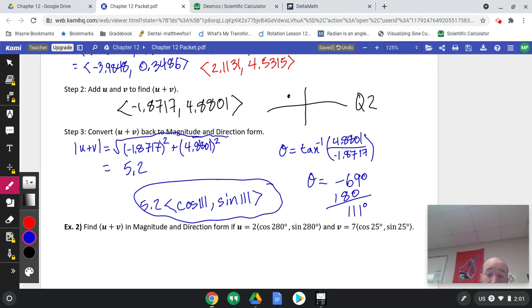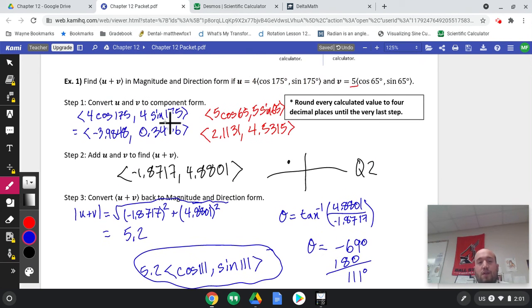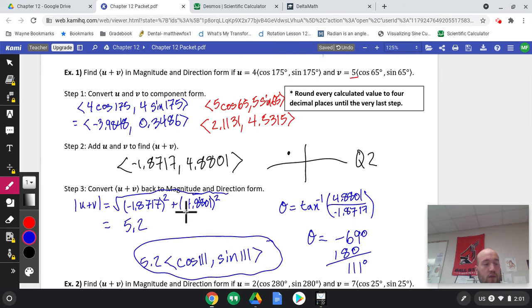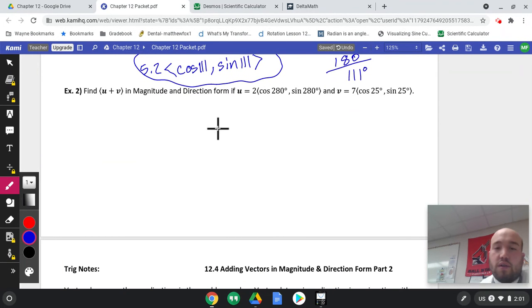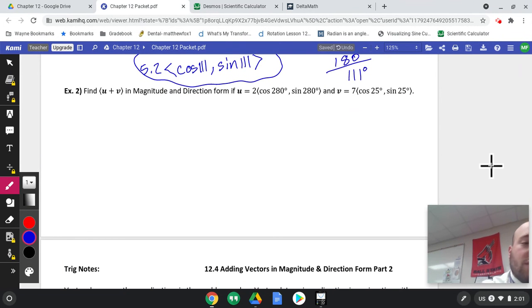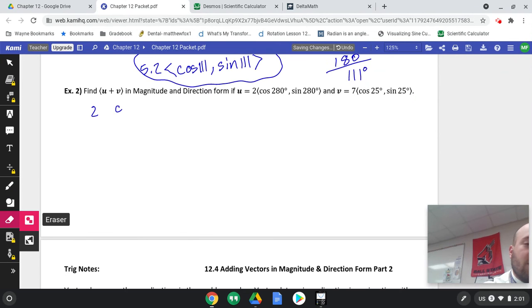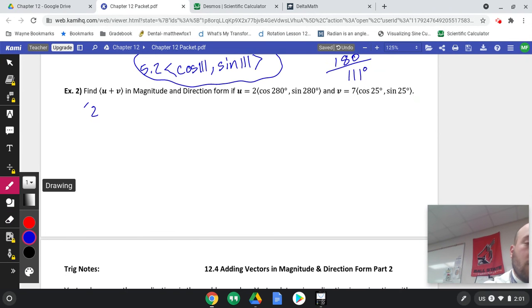So obviously it took a little bit of time. These problems are a little bit more advanced, but basically 3 different steps. Convert it to component form, add it, and then convert it back. So we're going to do one more of these together today. So number 2 here, we'll start, convert it to component form. So for u over here, the x component is 2 cosine of 280. The y component is 2 sine of 280.